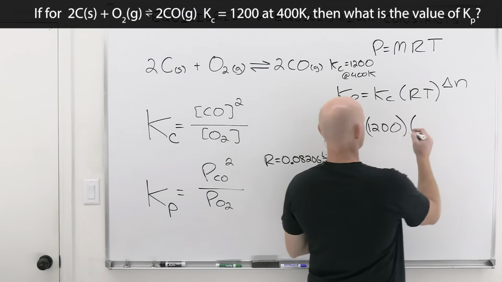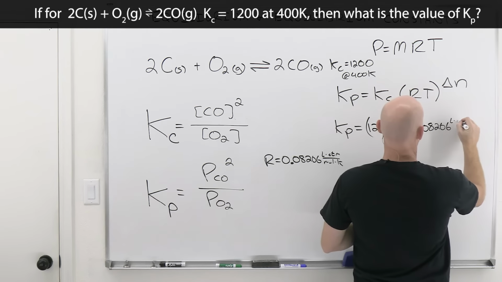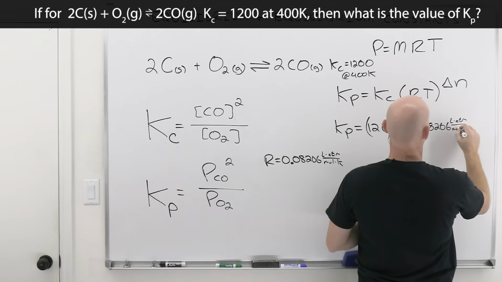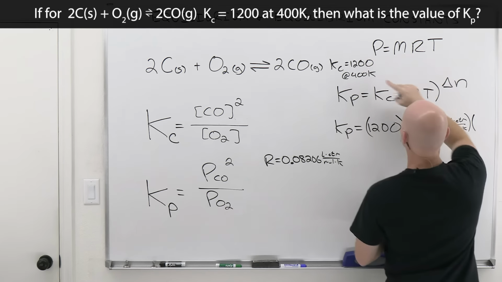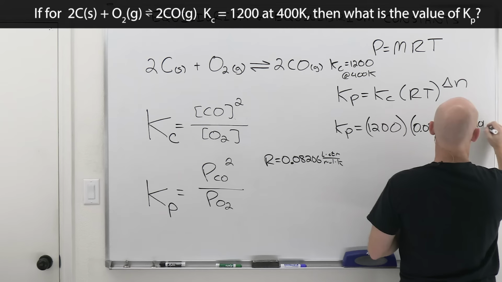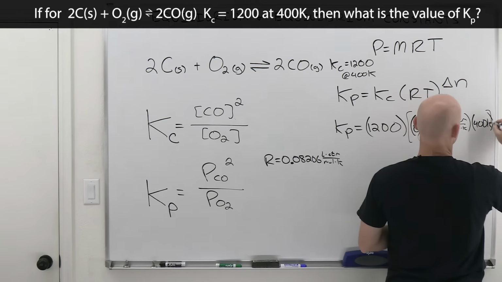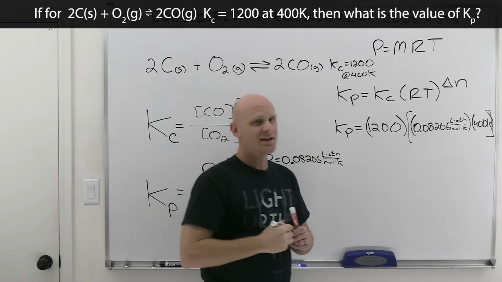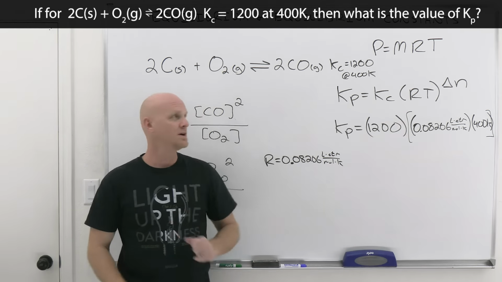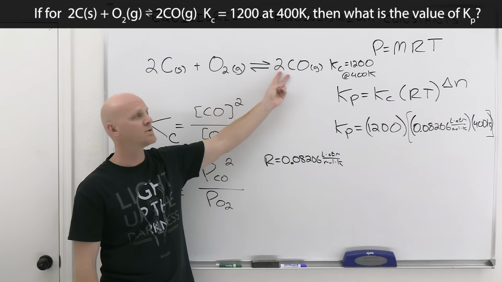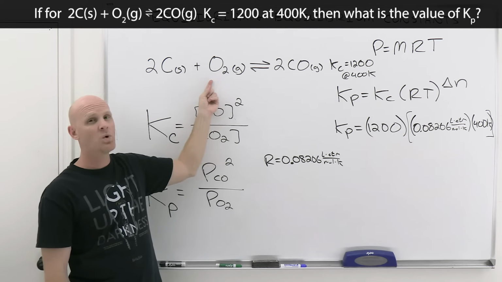All right, so here we've got 0.08206 liter atmospheres per mole Kelvin. And then temperature, in this case, again, 400 Kelvin given in the question. And then we've got this delta n, so we're going to put this in brackets. The delta n is the change in moles of gas, and a change in anything is always final minus initial. The final number of moles of gas we end up with is 2, and the initial number of moles of gas is just 1. And again, we're ignoring the solids.